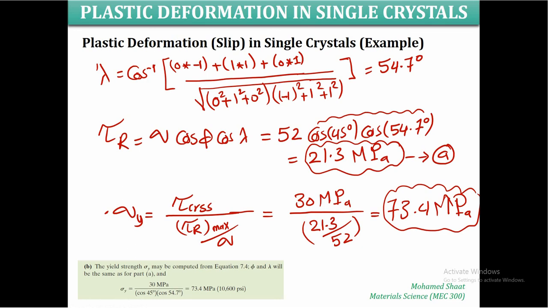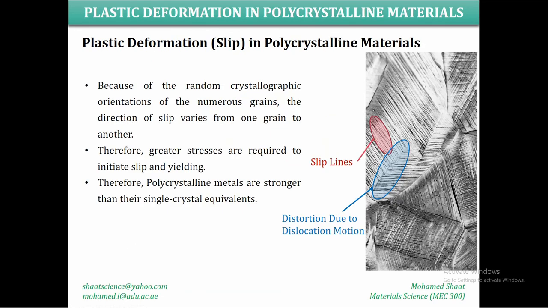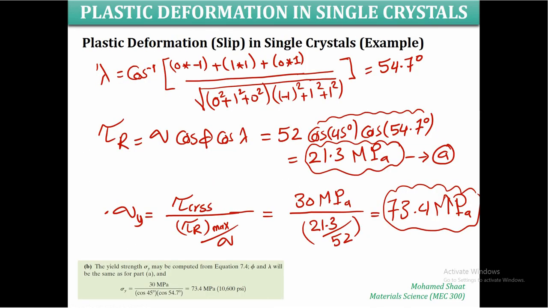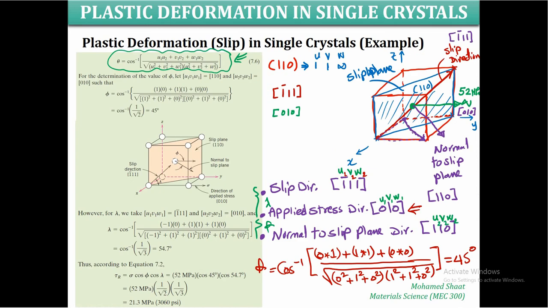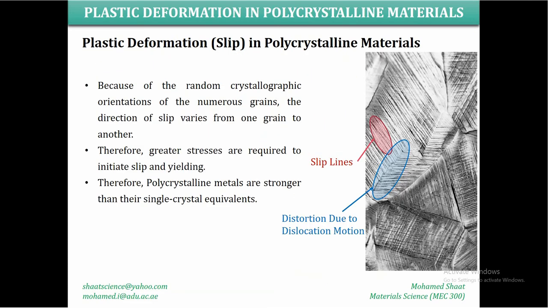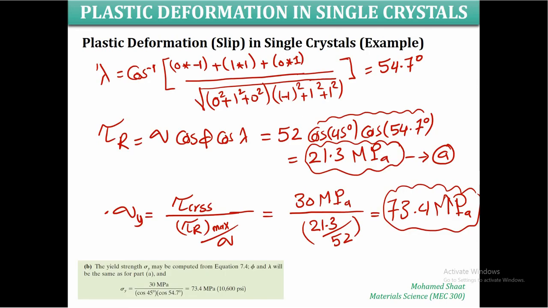Make sense? So that's it for this video. The objective is just to discuss the slip system and understand how we can use it to describe the plastic deformation in a single crystal. Over the next lectures, we are going to discuss the slip or plastic deformation in polycrystalline materials, and also discuss in detail the different strengthening mechanisms that could be achieved for a polycrystalline material. Make sense?